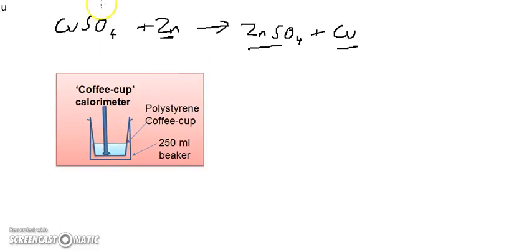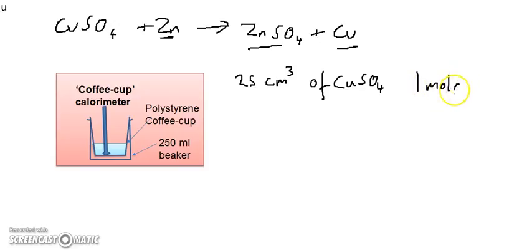So let's imagine that in our experiment you reacted 25 centimeters cubed of copper sulfate solution, and that's 1 mole per decimeter cubed, and you react it with excess zinc. So, in other words, all of the copper sulfate that you put in will react.